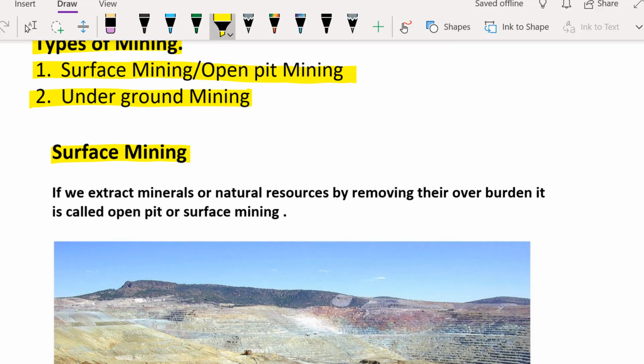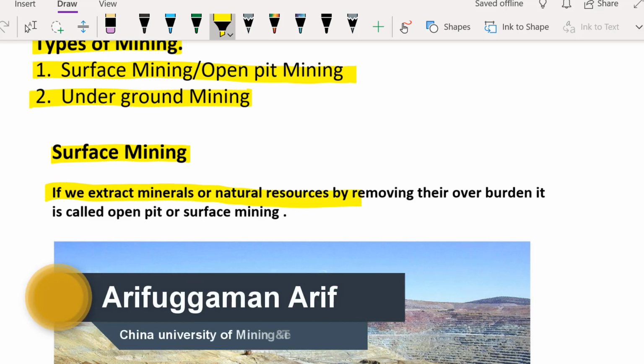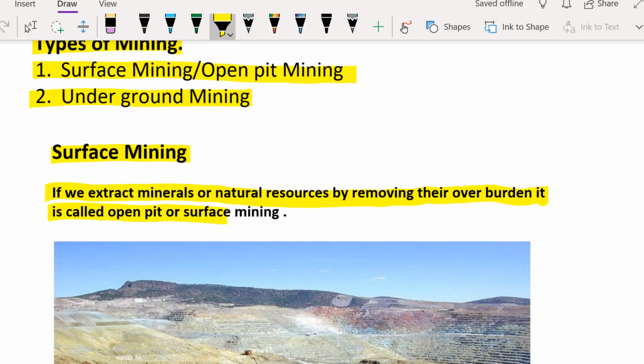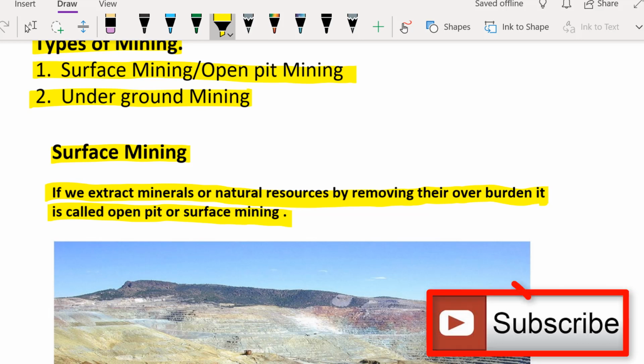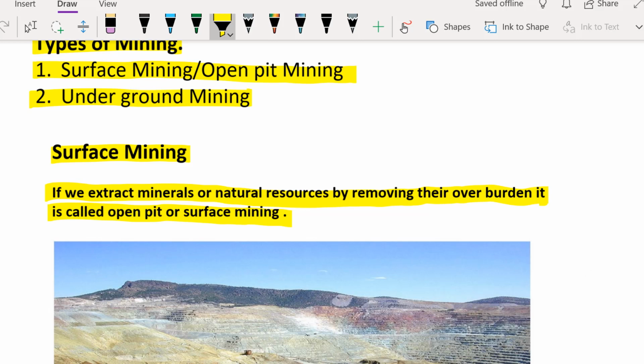According to the definition of surface mining, if we extract minerals or natural resources by removing their overburden, it is called open pit or surface mining. Now you may ask me why we should use surface mining to extract the minerals. The very first reason is if we find any minerals very close to the surface, then we will use surface mining.